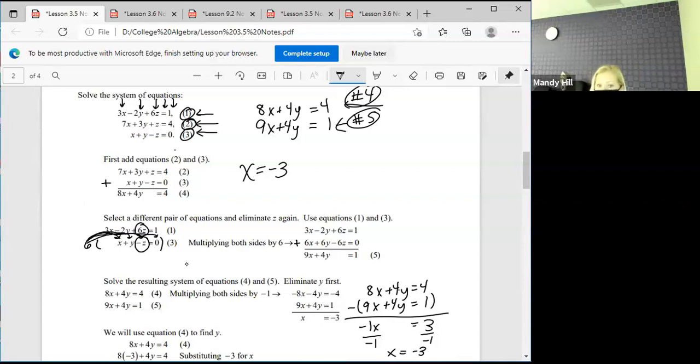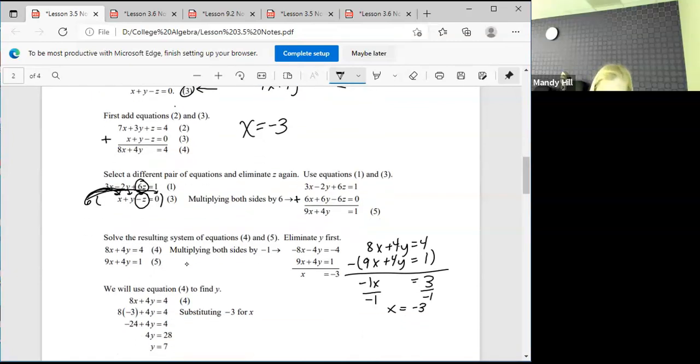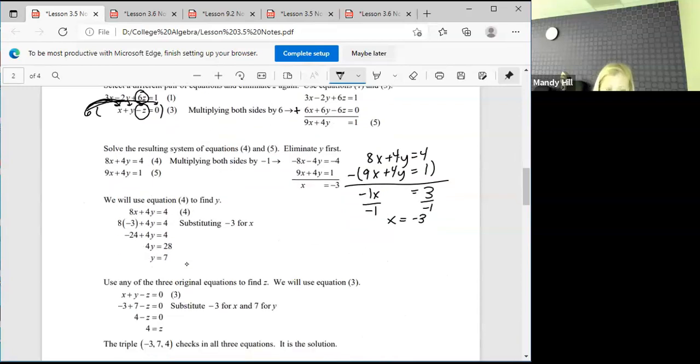Plug it into either 4 or 5, right? Because if we know x is -3, you're exactly right. We can plug x into either 4 or 5 and find out what y is. Okay, I'm going to try to stay with what they did. They said to plug it into 8x plus 4y, which was number 4. So wherever there was an x, they put in that -3 that we found. They kept everything else the same.